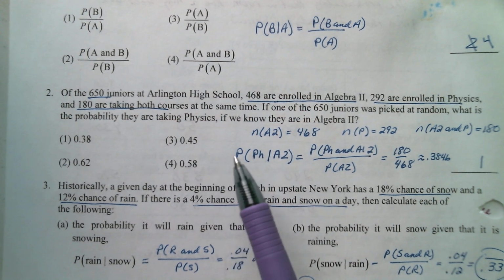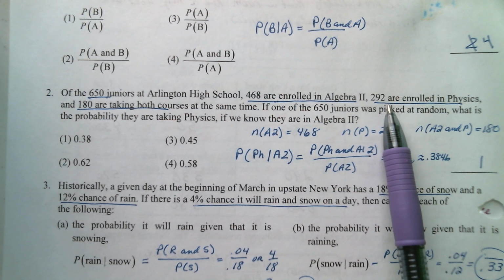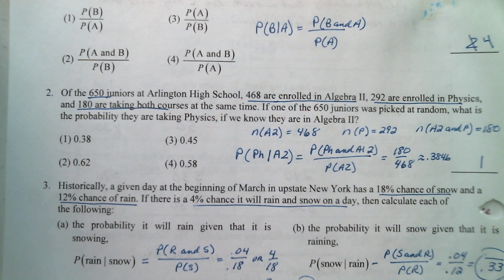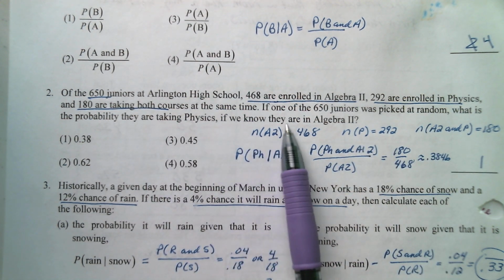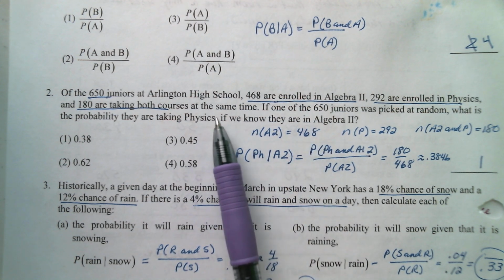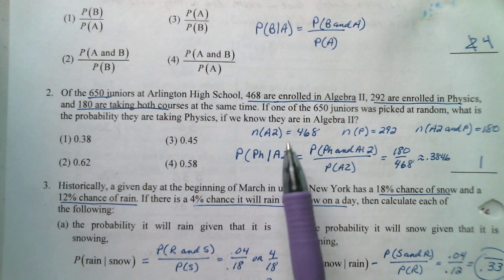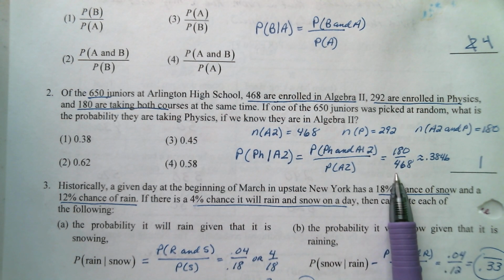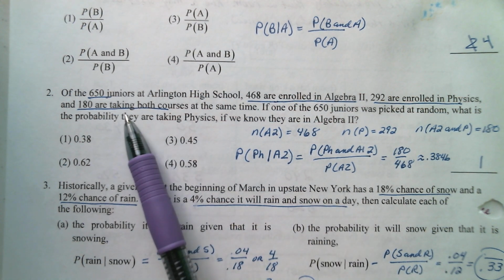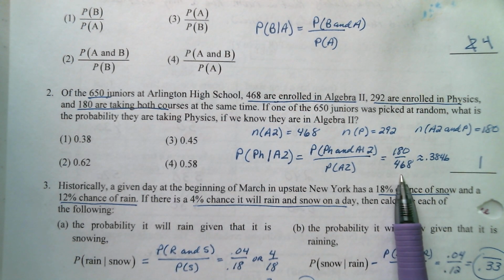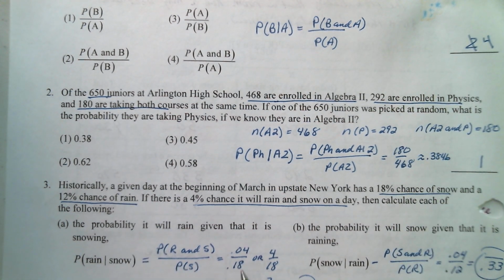Number 2, so 468 are in Algebra 2, 292 are in Physics, and 180 are taking both. What is the probability they are taking Physics if we know they are in Algebra 2? So this is Physics given Algebra 2. So the total number in Algebra 2 would be the denominator, which is 468. And the numerator would be Physics and Algebra 2, which is the 180, which is 180 over 468, which is approximately this, which matches choice 1.